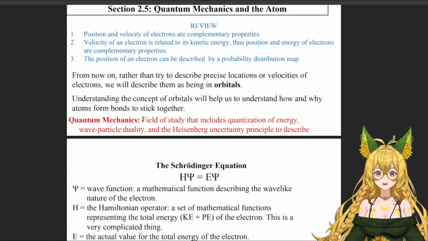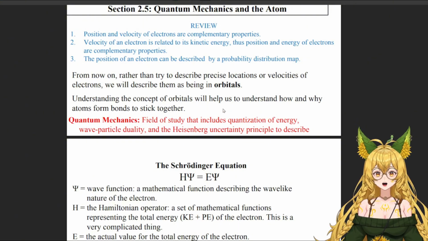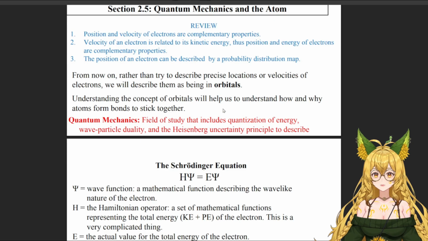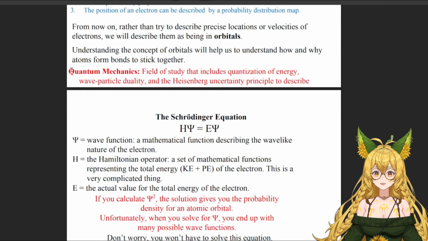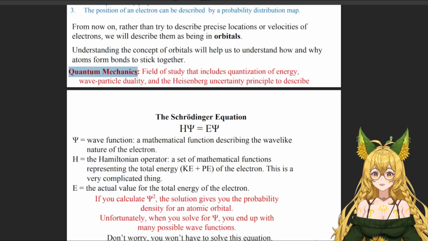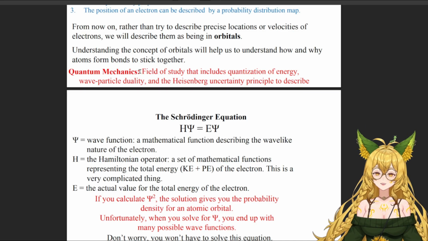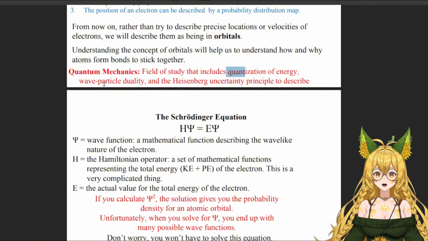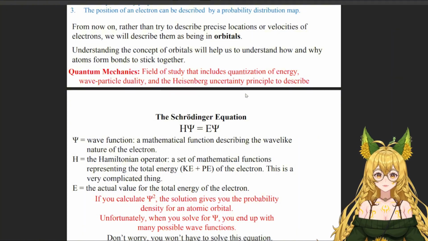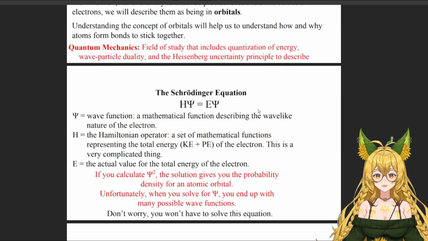So understanding the concept of orbitals will help us to understand how and why atoms form bonds to stick together. So we've been looking at atoms, now we get to understand how they can get bonded together. And just as a little reminder, little vocab, quantum mechanics is a terrifying but sometimes fun field of study that includes quantization of energy, wave-particle duality, and the Heisenberg uncertainty principle to describe how atoms interact with each other.